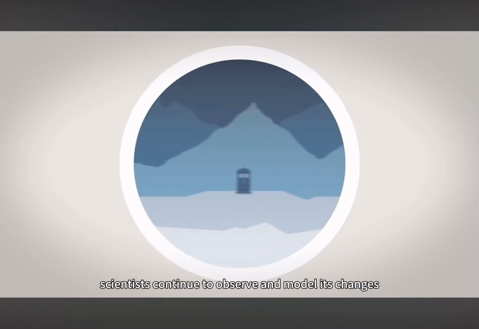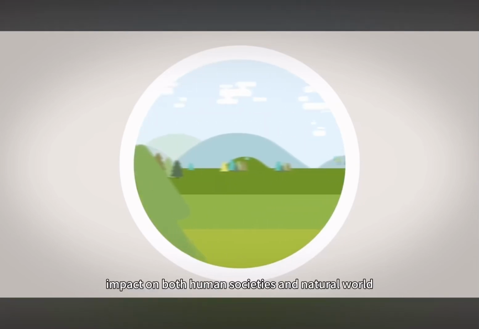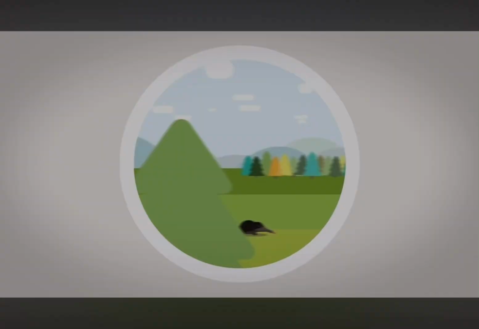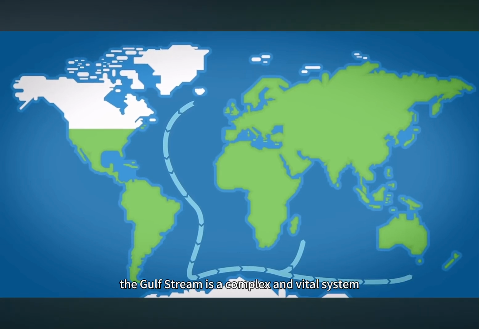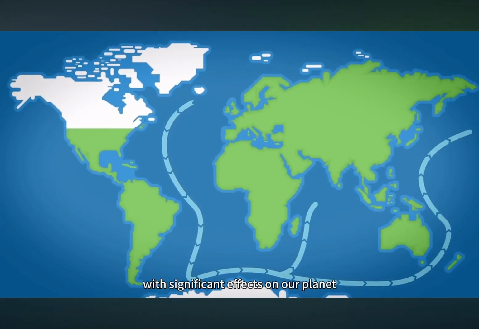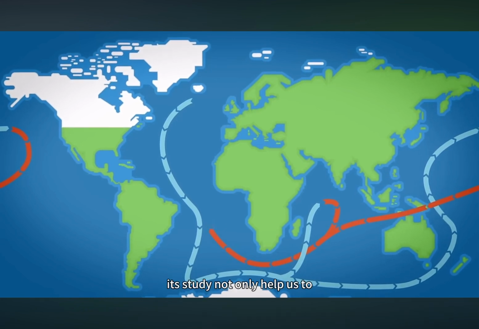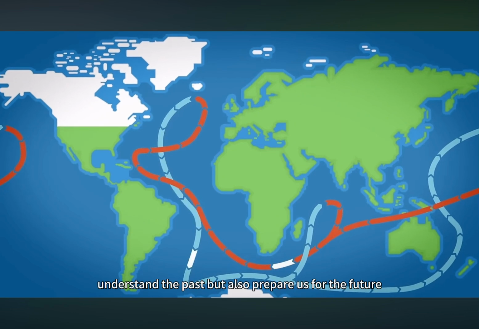Scientists continue to observe and model its change to predict its future impact on both human societies and the natural world. In summary, the Gulf Stream is a complex and vital system with significant effects on our planet. Its study not only helps us to understand the past, but also prepares us for the future.